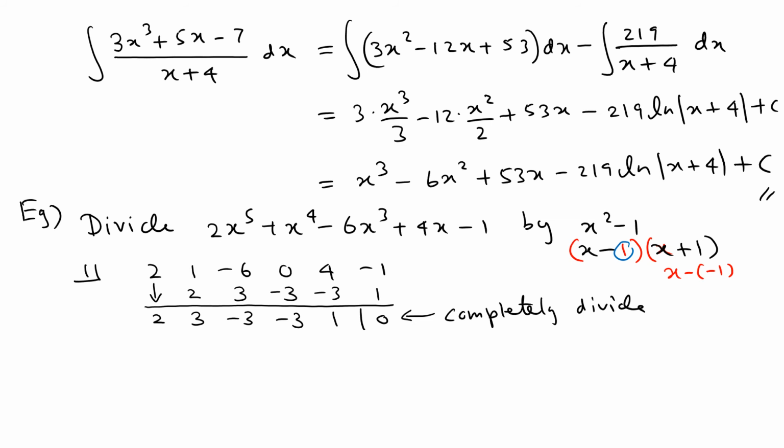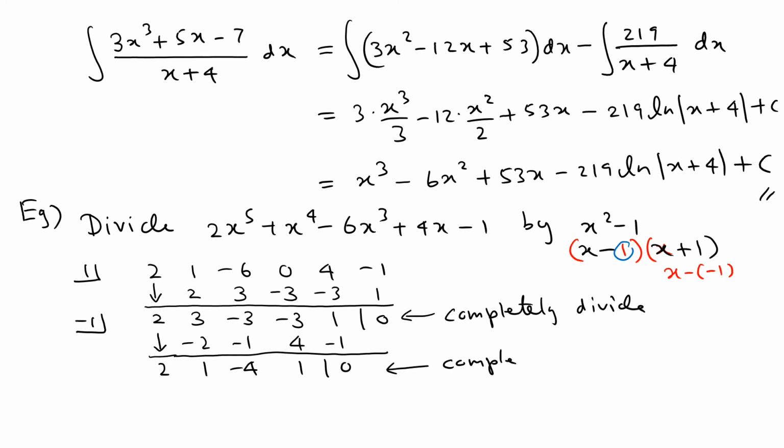Okay, now just do the same thing. The next one, we can divide by the x plus 1 factor. That means the number going here is negative 1. Same thing, we copy down 2, multiply negative 2, add 1, multiply negative 1, add negative 4, and then multiply, you get 4, add 1, multiply negative 1, add 0. Good, that means again it divides completely. That's a good sign. So that means that's the quotient.